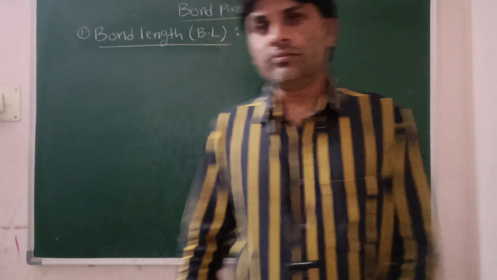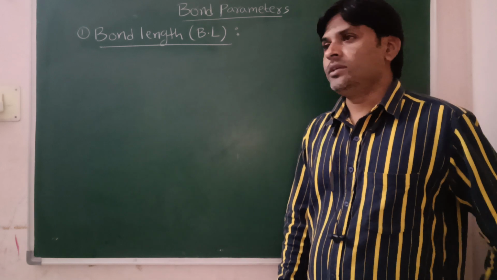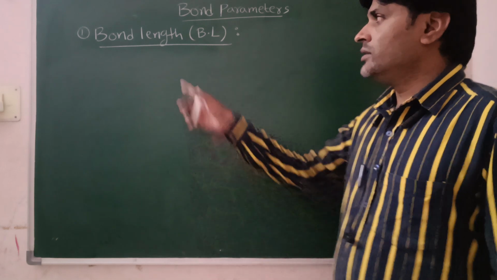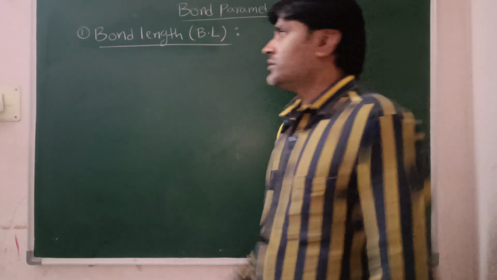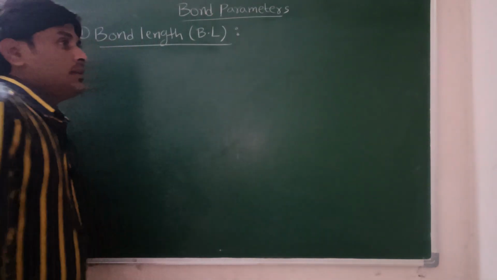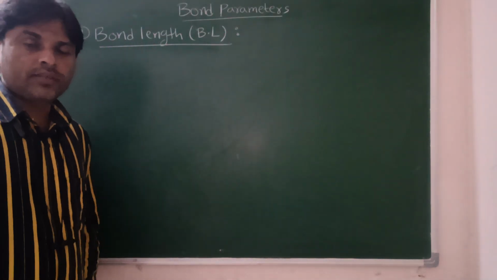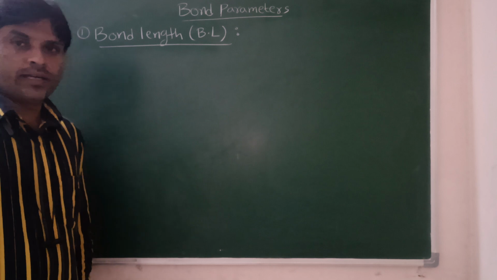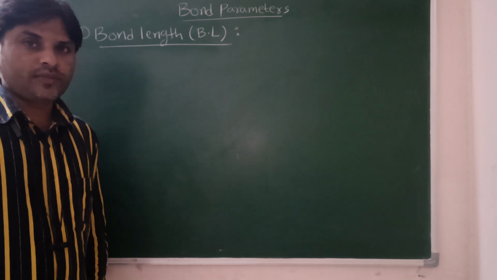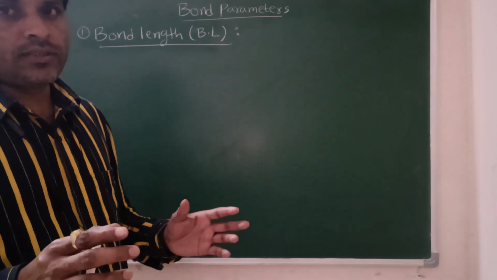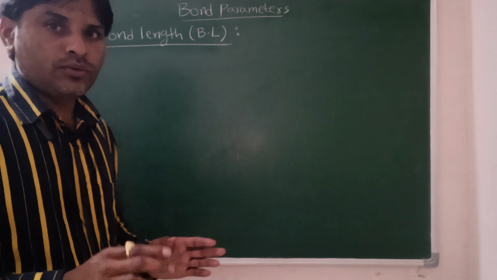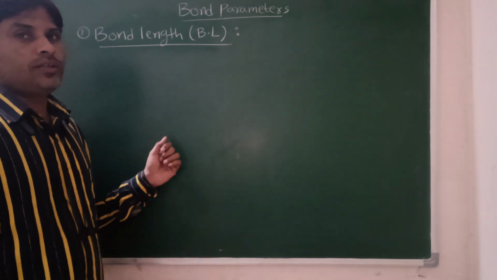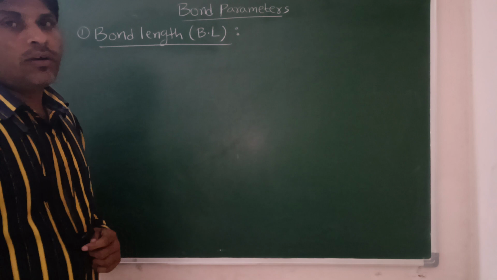So today I am explaining these bond parameters. The first bond parameter we are taking here is bond length. Bond length is defined as the equilibrium distance between the nuclei of two bonded atoms in a molecule. That is, the equilibrium distance between the nuclei of two bonded atoms in a molecule is called bond length.